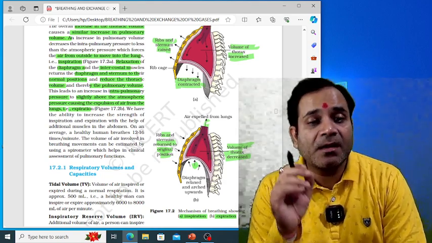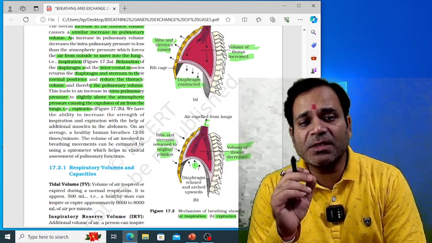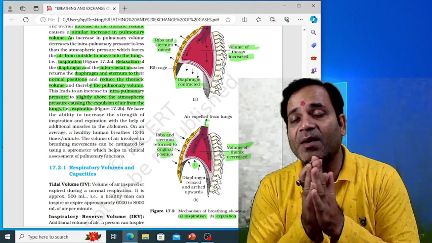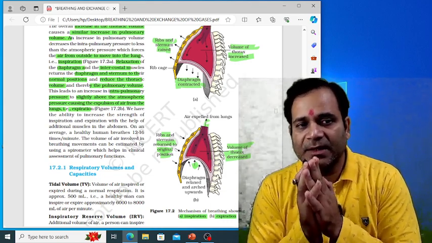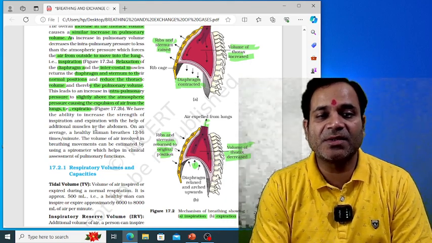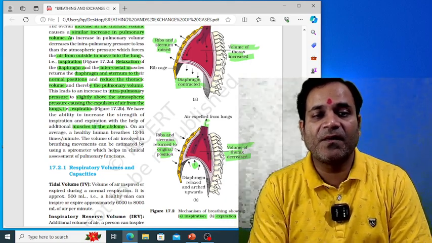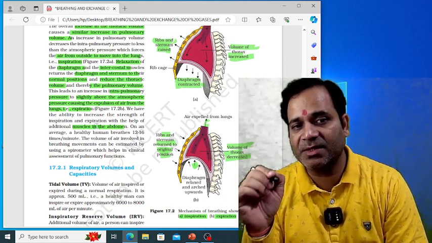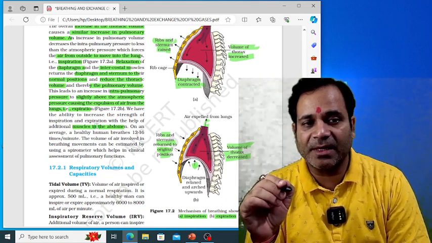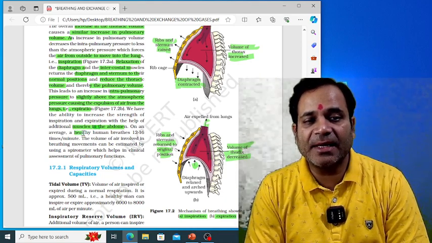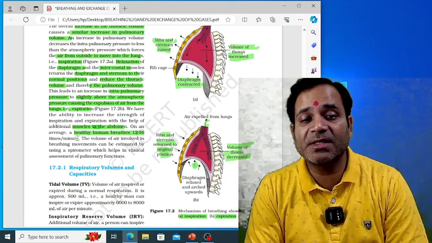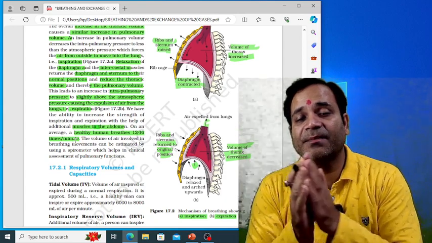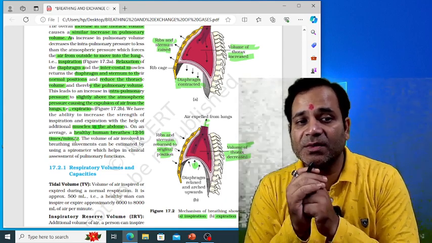Now here is the question: how can the strength of inspiration and expiration be increased with the help of muscles? Yes or no? The muscles in the abdomen are responsible for increasing the strength of inspiration as well as expiration. This is a very important line. On average, a healthy human breathes 12 to 16 times per minute. So in 1 minute, a healthy human breathes at least 12 to 16 times.